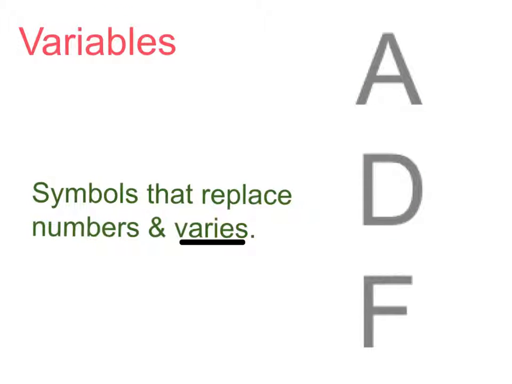Variables are symbols that replace numbers, and they can vary. That's the important part. That's why they're called variables, because they have the ability to vary. They can be any symbol like A, D, F, or a Greek letter like omega, alpha. Basically, any symbol. That's why I included that. Any symbol.